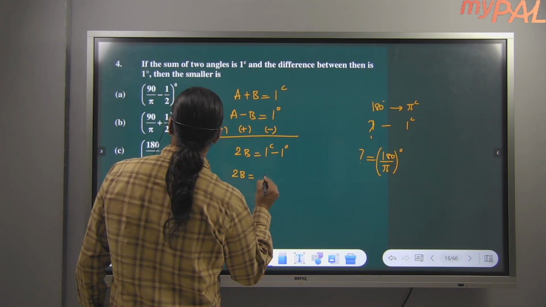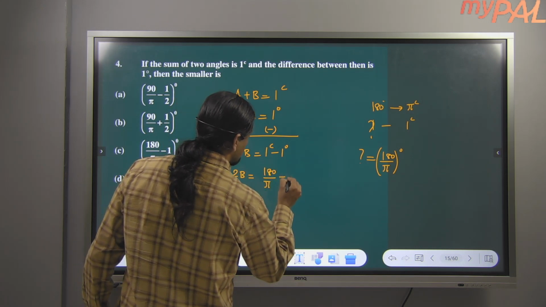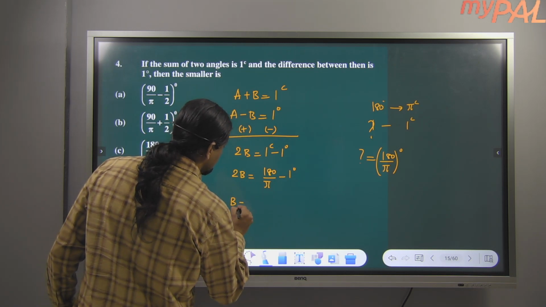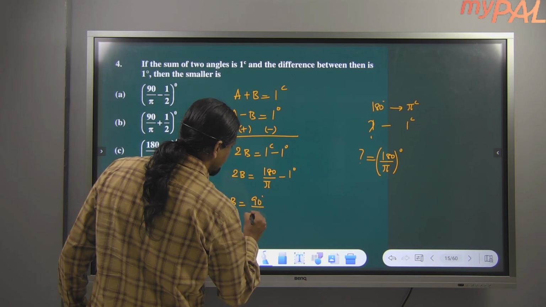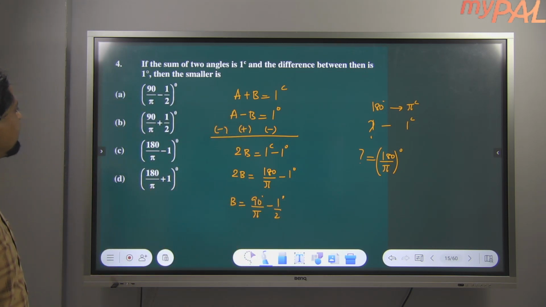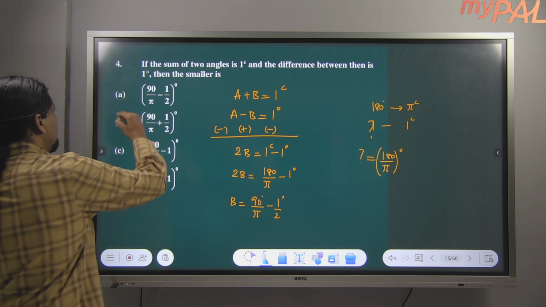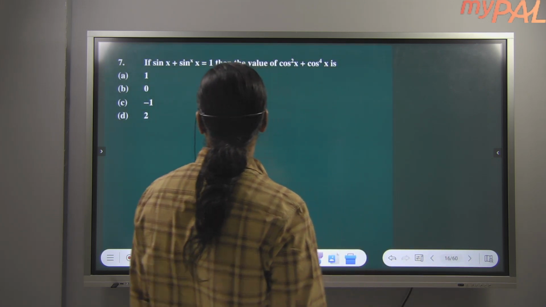So in this place, what will I substitute? I will substitute 180 by pi minus 1 degree. I want B, so it's going to be half of this, which is going to be 90 by pi minus half degree. I've just divided by 2. Do we have that option, 90 by pi minus half degree? It's going to be option A.